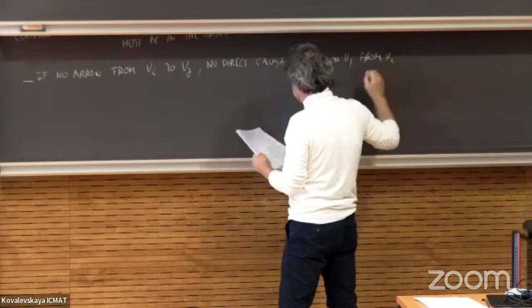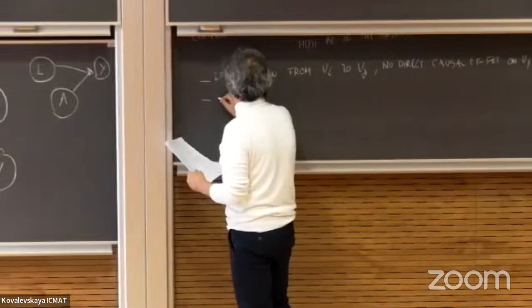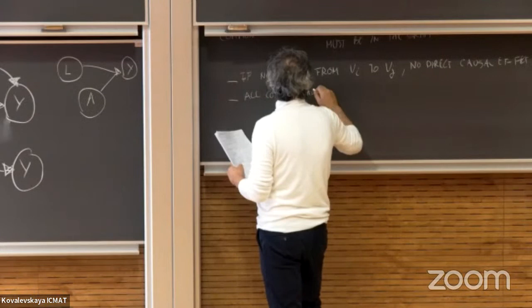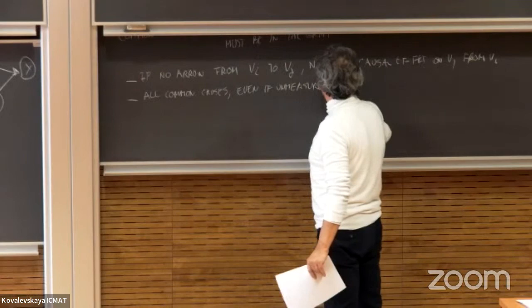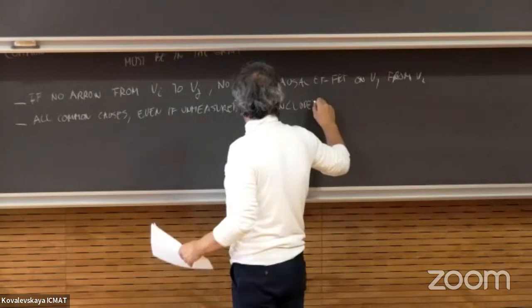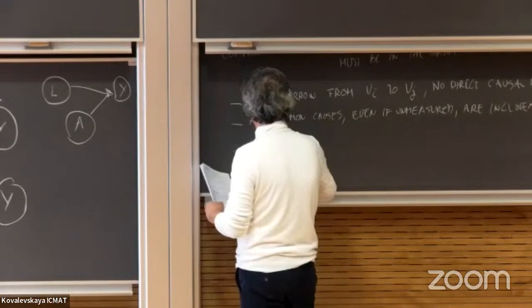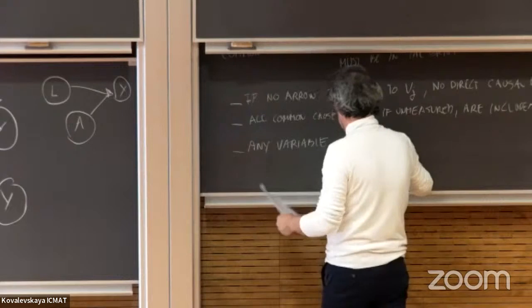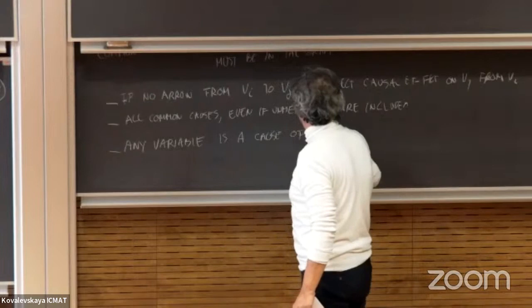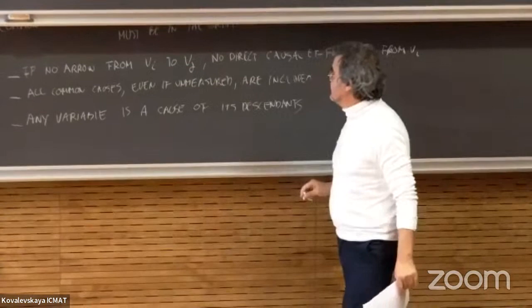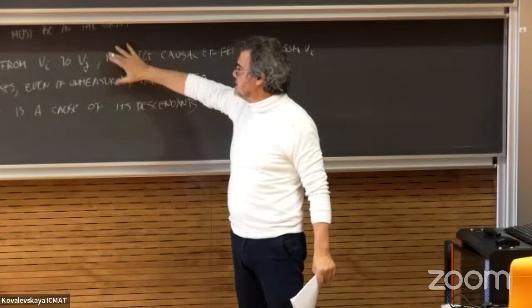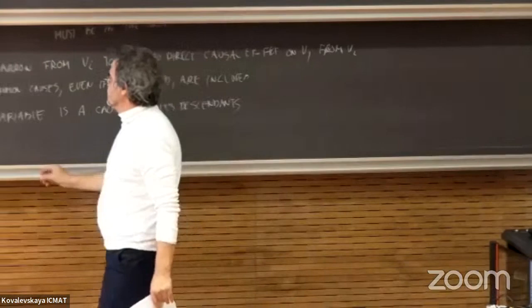This is a frequency condition. Second, all common causes, I said that one, but all common causes, even if unmeasured, are included. And third, any variable is a cause of its descendants. Right? So this kind of fuzzy definition is expressed in more precise terms through these three conditions, right? So that would be the precise definition of a causal DAG, right?